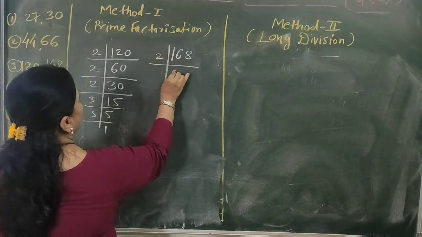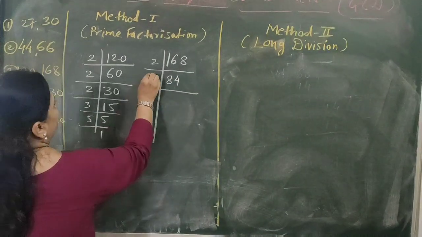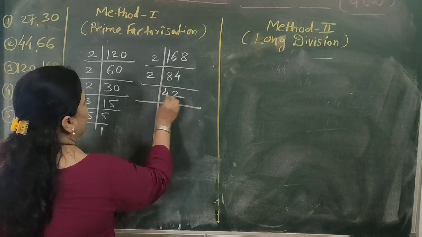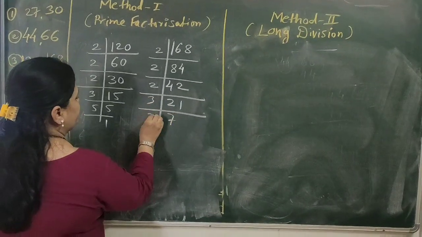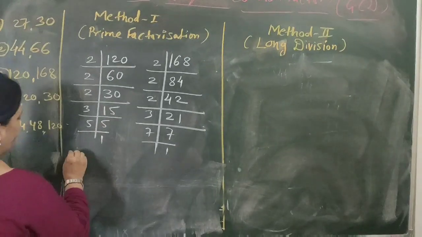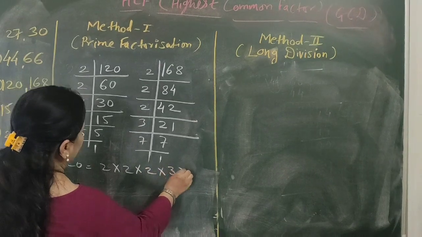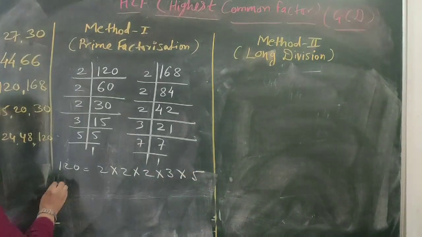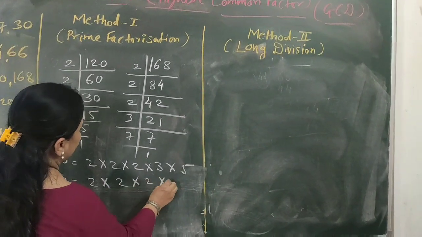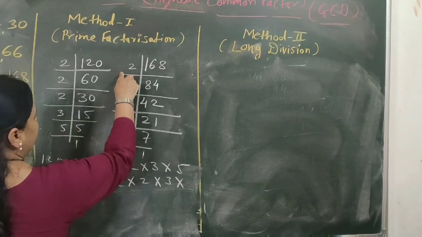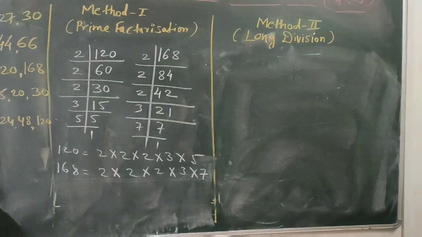Now 168: 2 8s are 16, 2 4s are 8. Okay, 2 4s are 8, 2 2s are 4, 2 2s are 4, 2 1s are 2, 3 7s are 21, 7 1s are 7. So factors of 120 is equal to 2 into 2 into 2 into 3 into 5. And factors of 168 is equal to 2 into 2 into 2 into 3 into 7. Okay, so what are the common factors here?